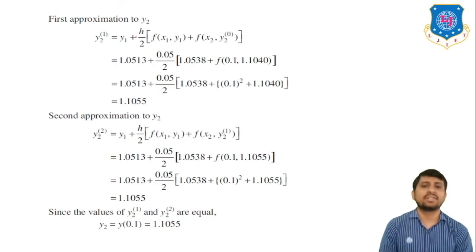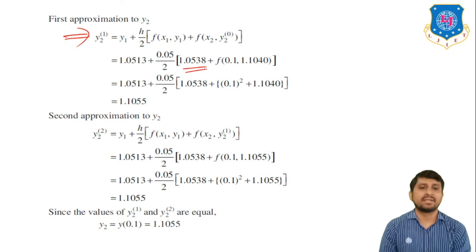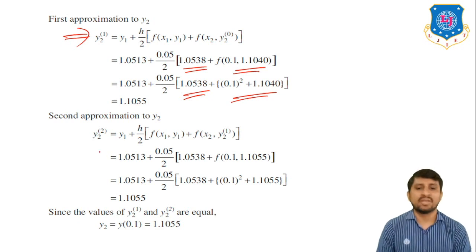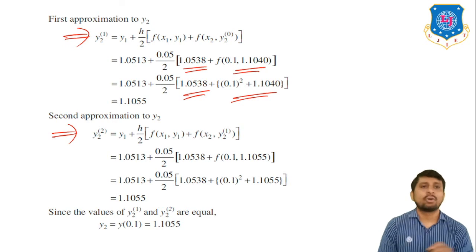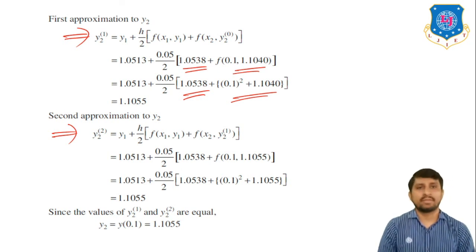All the calculation formulas are available. You can check all the values: y1, h, f of x1 y1, f of x2 y2 0. So it is quite easy to find the next approximation y2. I have written all the steps. So in today's session we discussed Euler's method and modified Euler's method. Try to solve more and more examples up to this. Thank you.